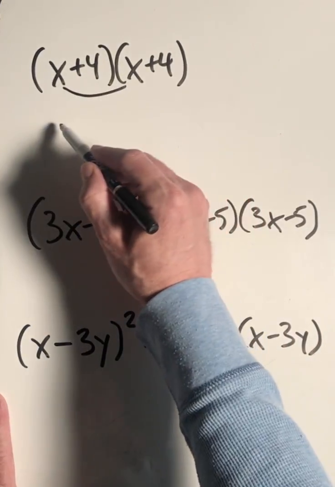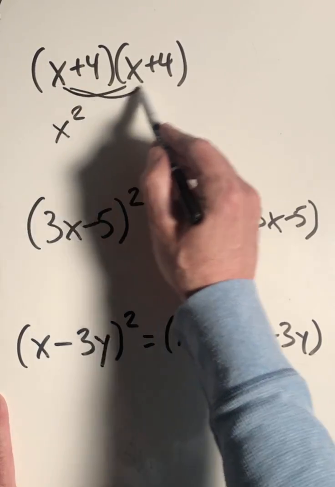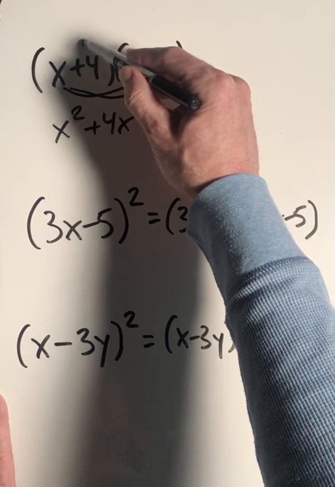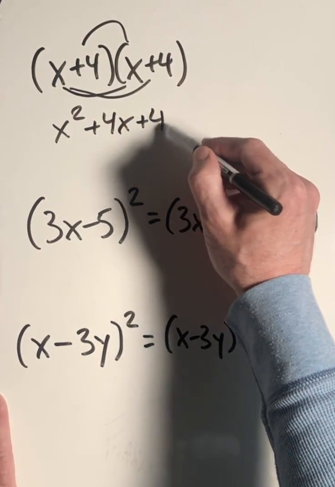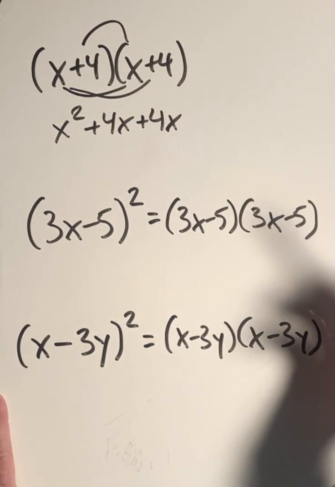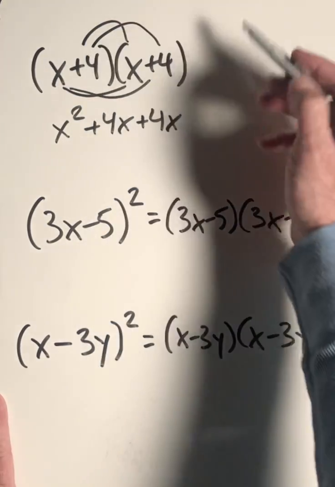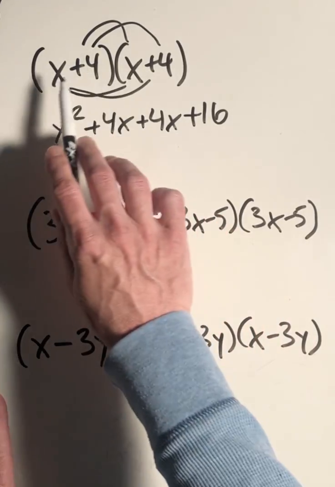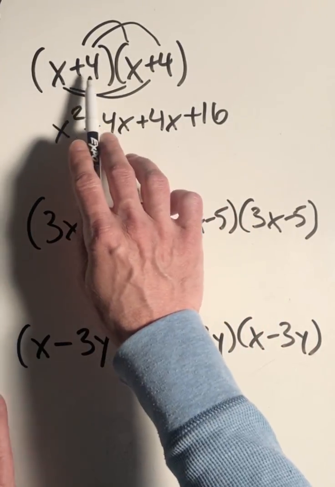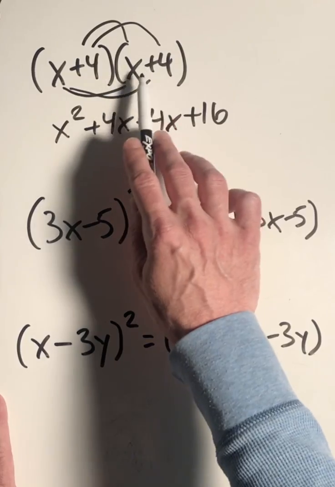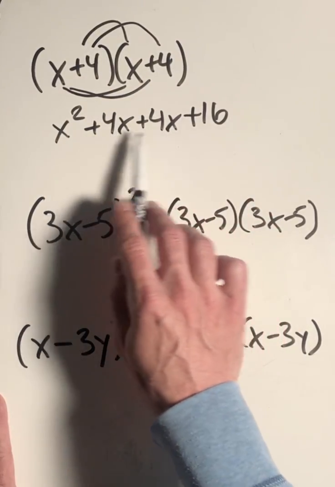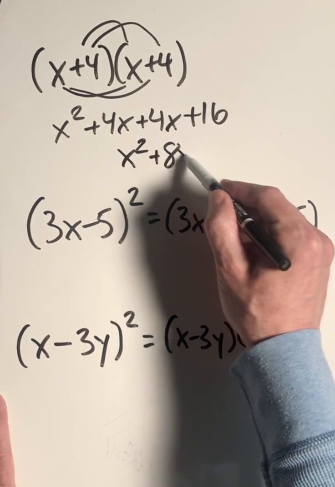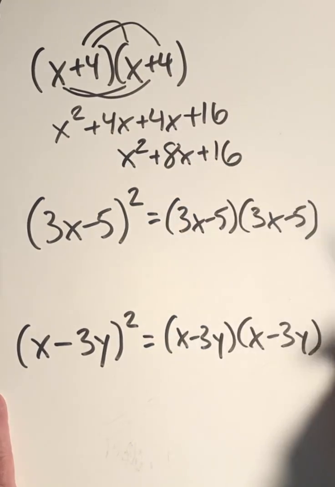X times x is x squared. X times positive 4 would be positive 4x. Positive 4 times x would also be positive 4x. And positive 4 times positive 4 would be positive 16. Note that because of the structure here, an x to the first and a constant, an x to the first and a constant, we will be able to combine the terms in the middle. X squared plus 8x plus 16.